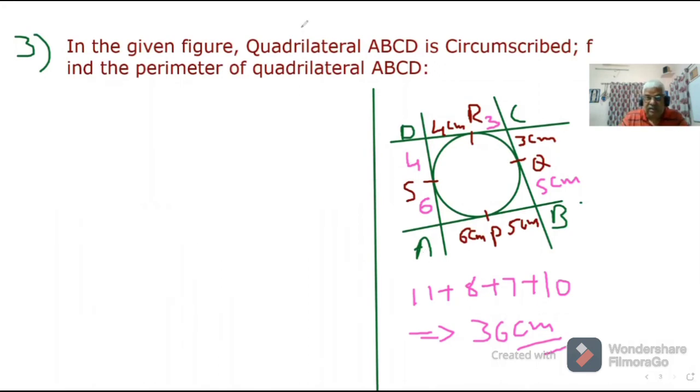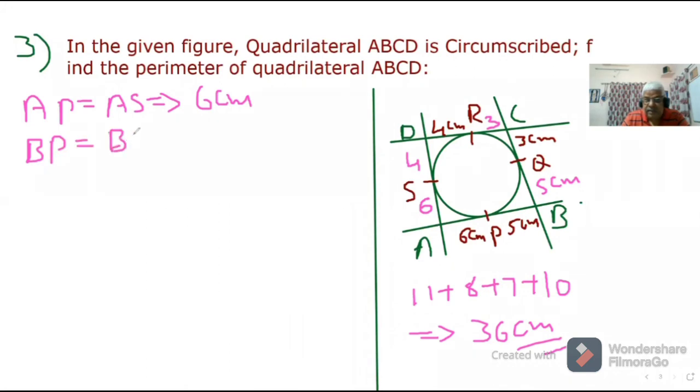So I start from the beginning. That is how to write the steps for this problem. I start from AP. Observe children, AP is equal to AS. Both of them are equal to 6 centimeter. At last, I will write the reason. Next, BP is equal to BQ. This one is equal to 5 centimeter.